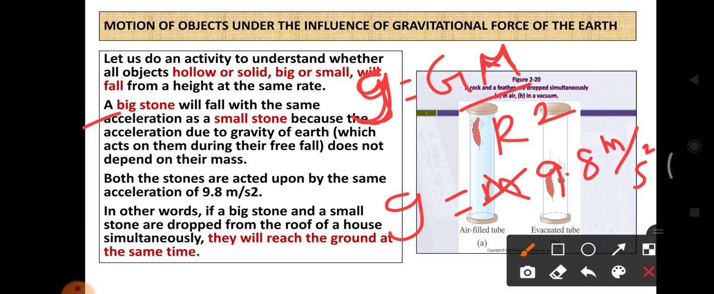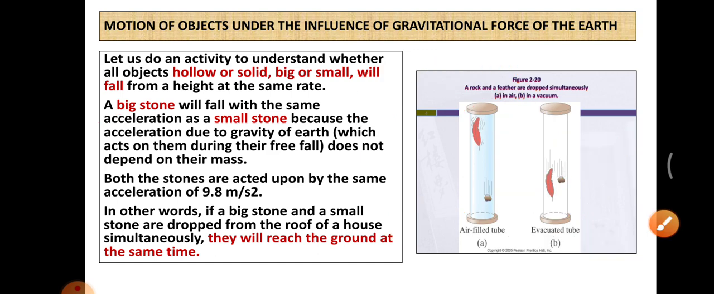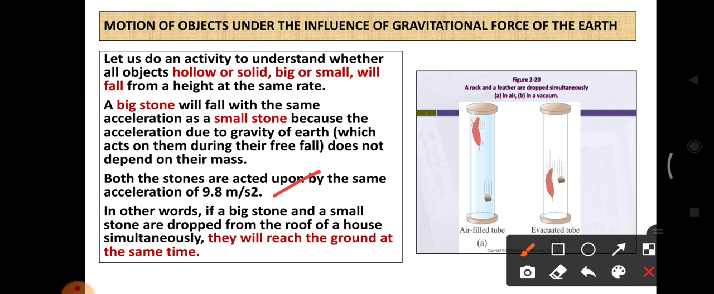The 10 kilogram object is accelerated at 9.8 meter per second square, and the 1 kilogram stone is also accelerated at 9.8 meter per second square, because the acceleration due to gravity does not depend on the mass of the object. See this point: both stones are acted upon by the same acceleration, 9.8 meter per second square. In other words, if a big stone and a small stone are dropped from the roof of a house simultaneously, they will reach the ground at the same time.